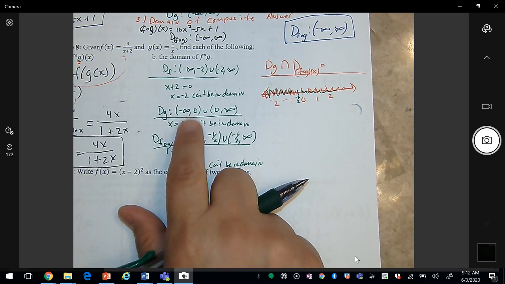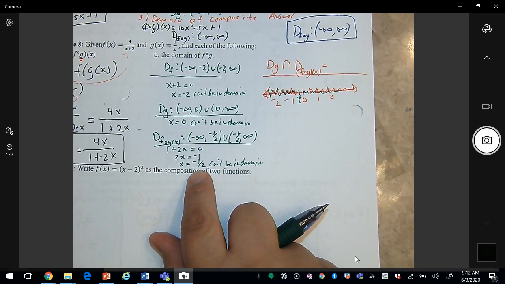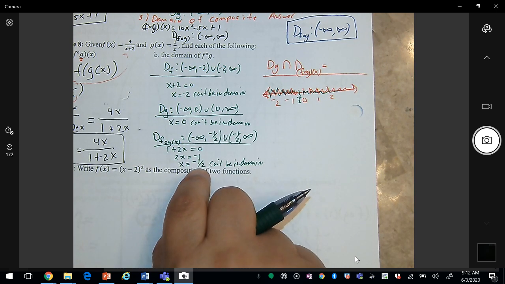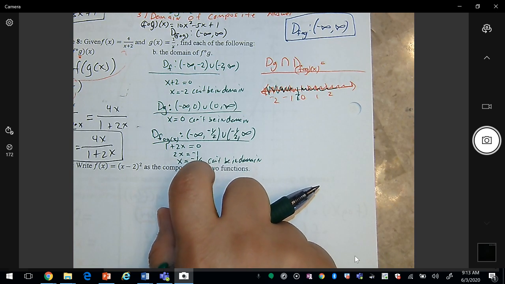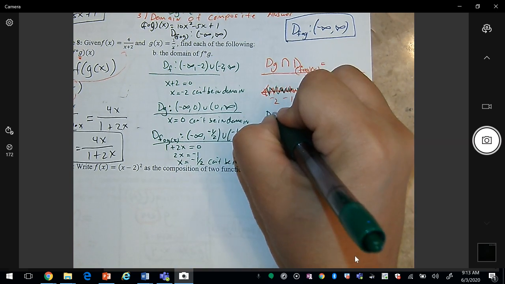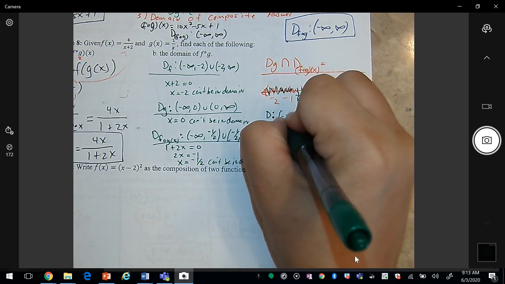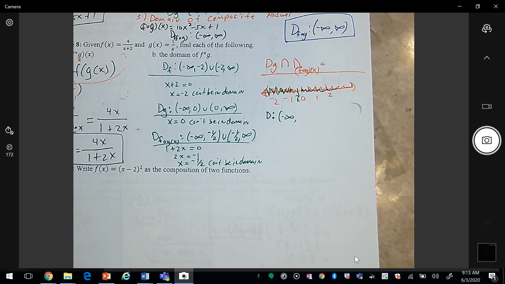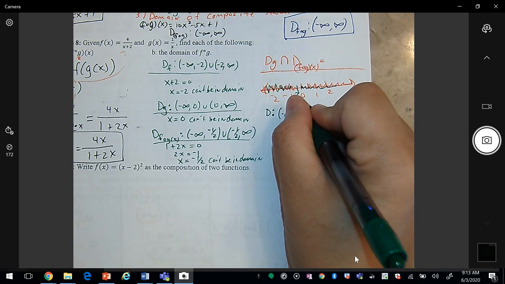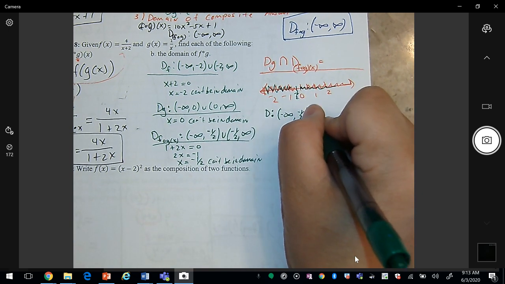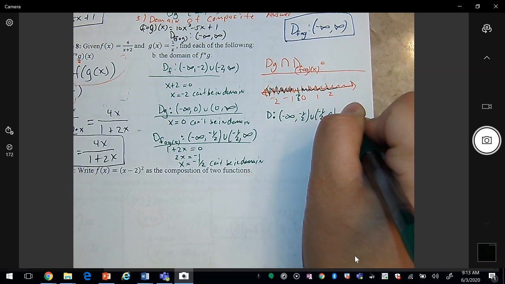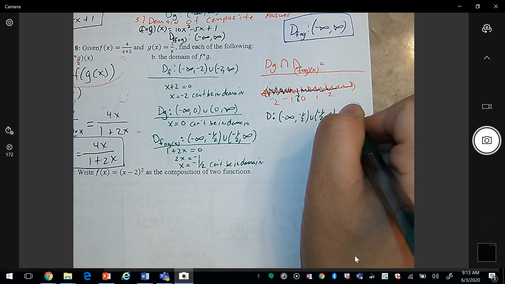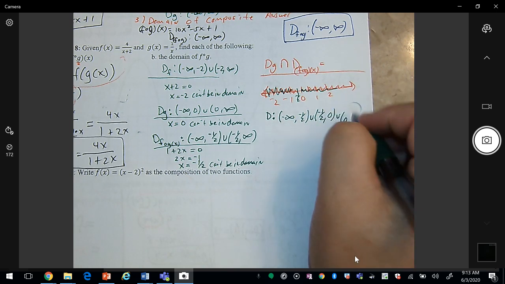So 0 is not common to both. And then negative a half cannot be used for the first one. So since it's not in both, then we can't use negative a half. So my domain is going to be everything except for 0 and negative a half. So I'm going to go from negative infinity to negative a half, union negative a half to 0, union 0 to infinity.